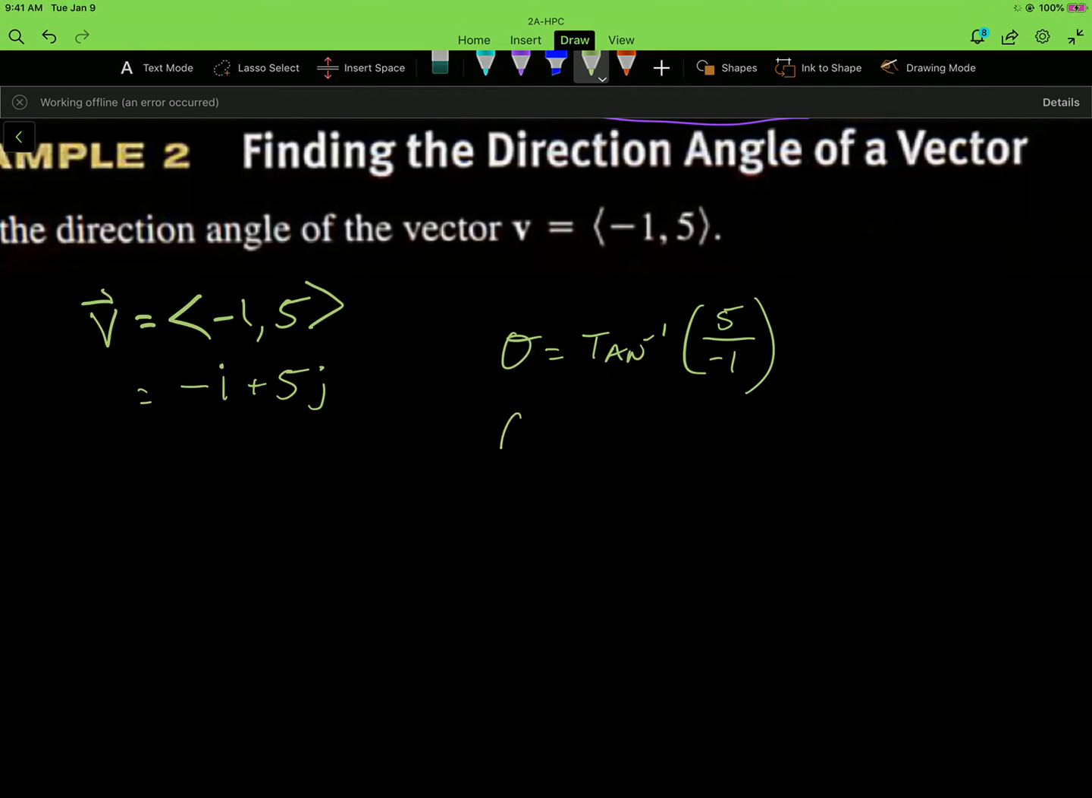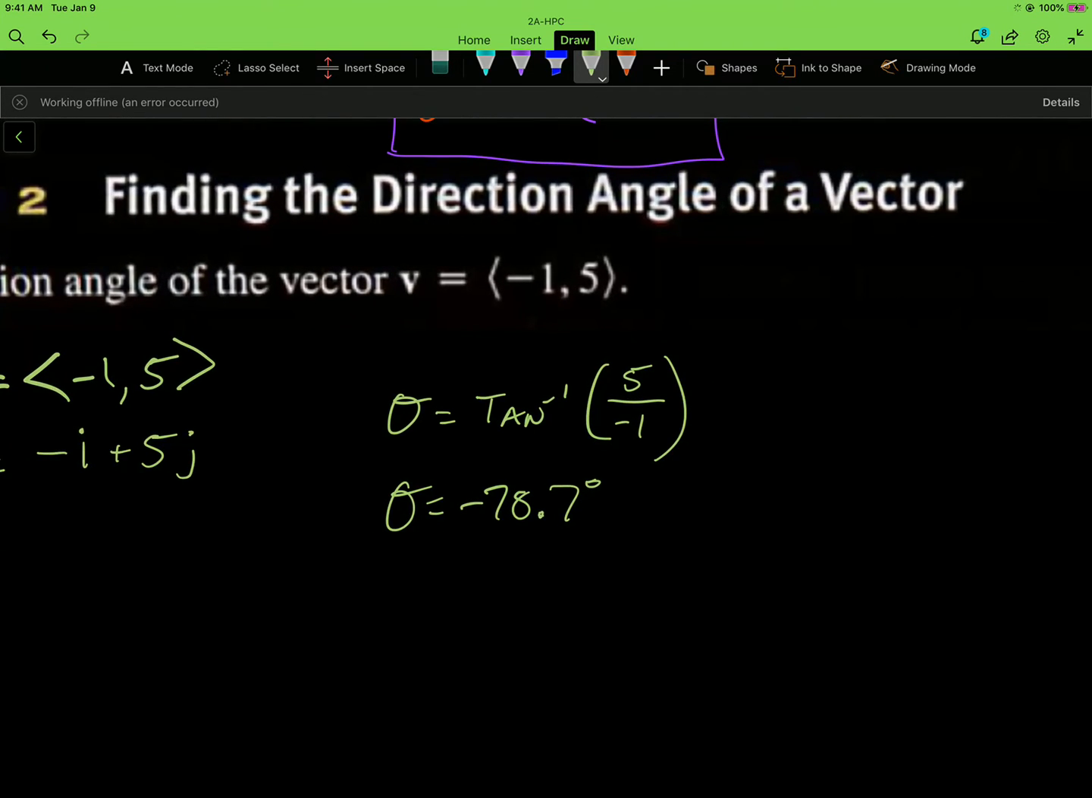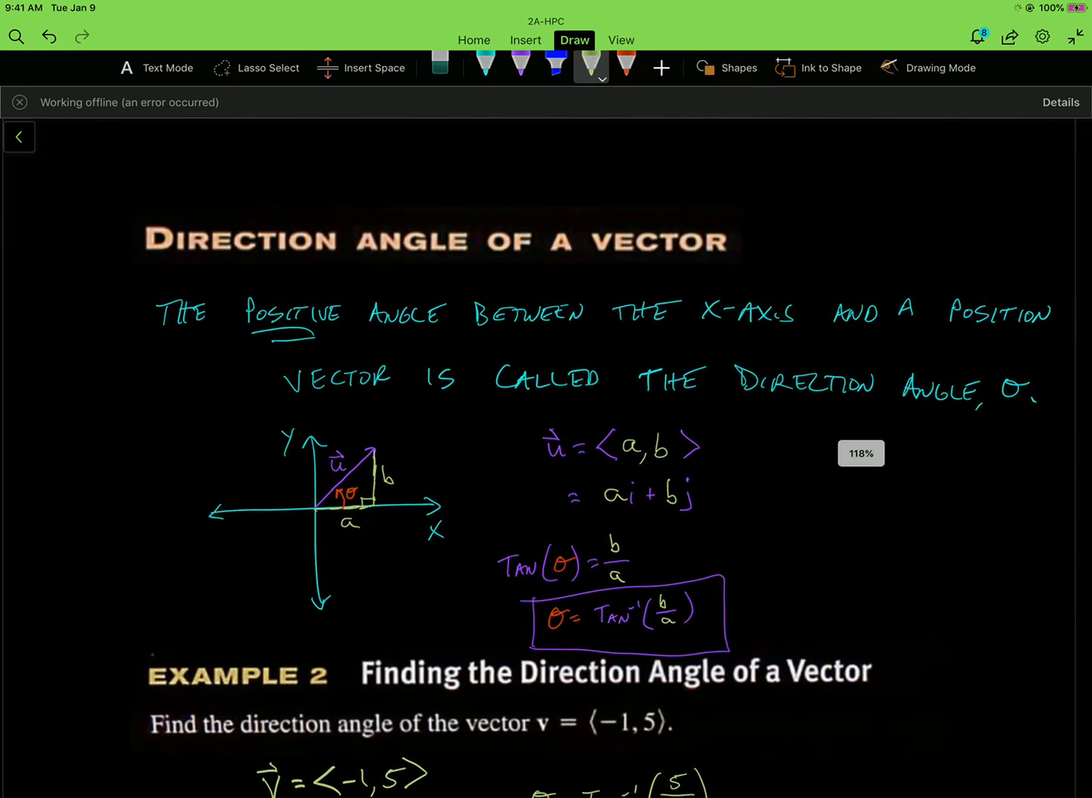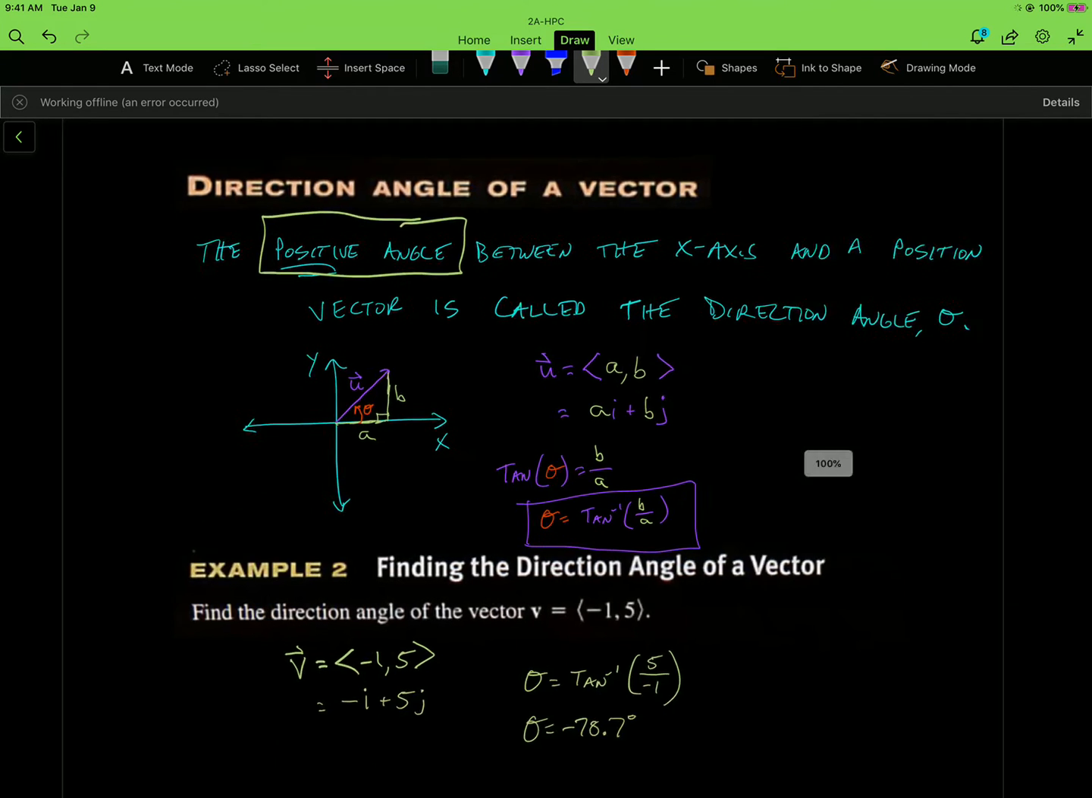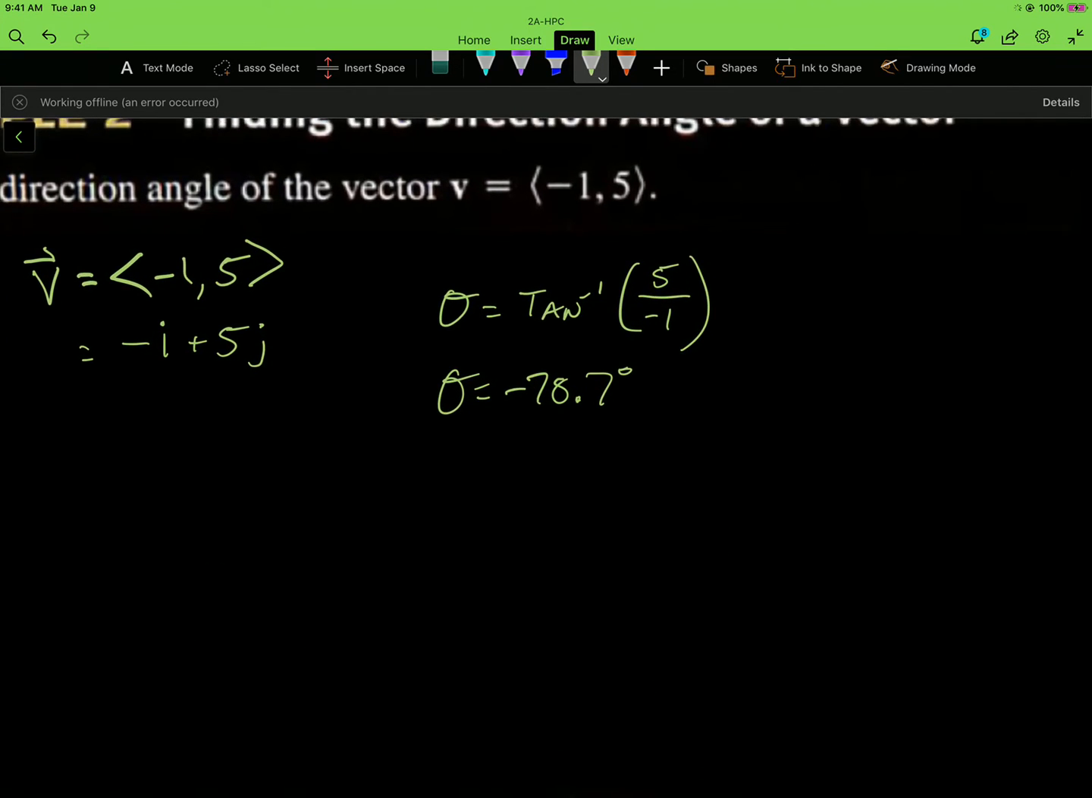So using a calculator, and I inverse tangent in degree mode, I get negative 78.7 degrees. We're just going to think of that as our reference angle, because we remember that inverse tangent can only report back angles in quadrant 1 and quadrant 4. And when it's in 4, it reports negative angles. But if we look back at our definition, the direction angle should always be given as a positive angle, not a negative angle. So we can think of 78.7 as our reference angle.